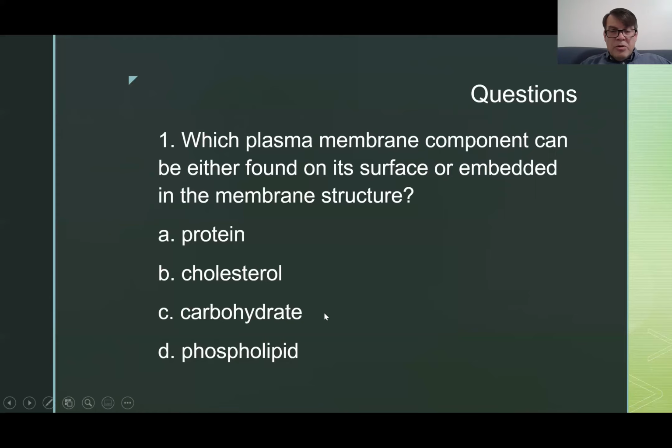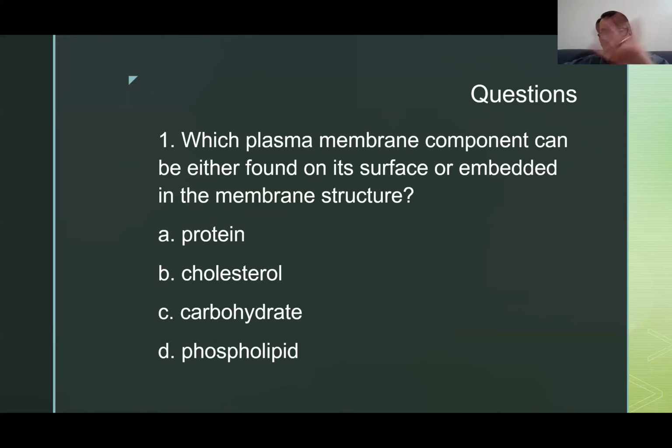Carbohydrates. Well, I know there are carbohydrates on the surface because that's where you have glycoproteins and glycolipids, but I don't remember the lasagna having any of those in the middle. I just don't remember that. Phospholipids. Now, the phospholipids, they span the whole thing. They do. But in that sense, they're not really on the surface or embedded, because they're the whole thing.